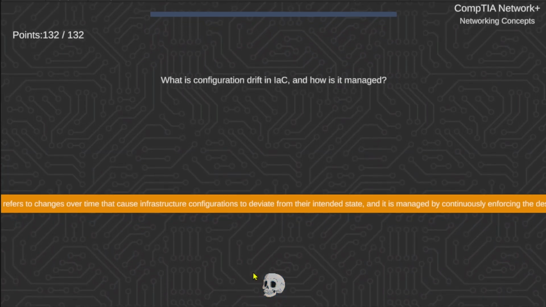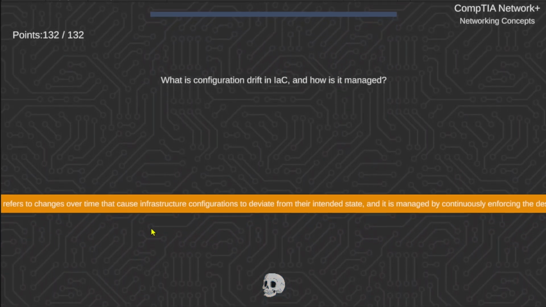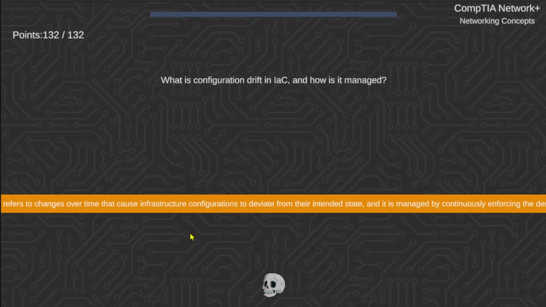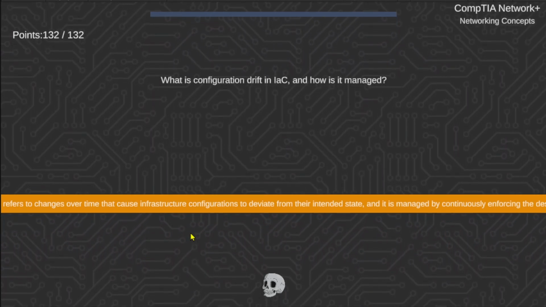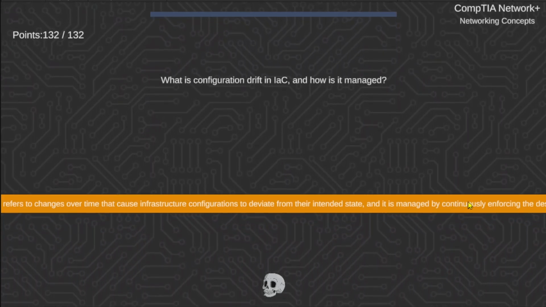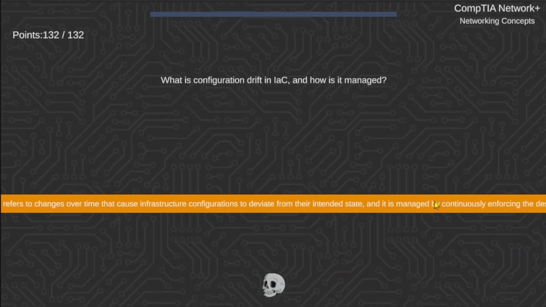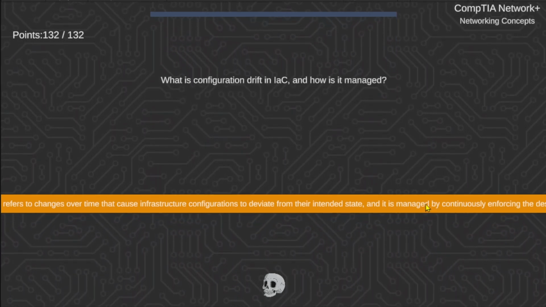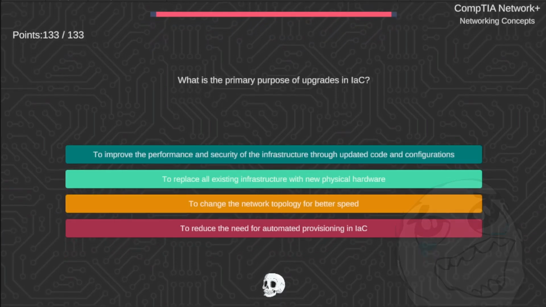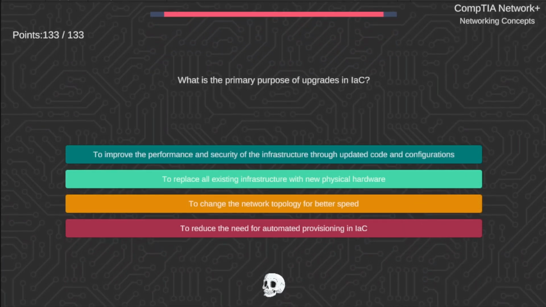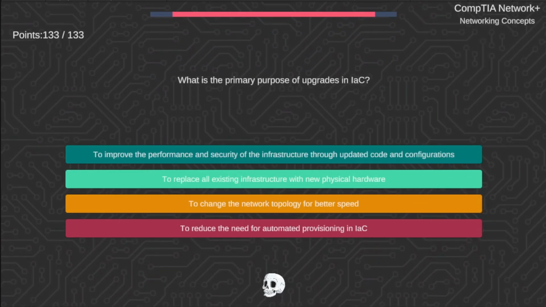Correct answer. It refers to changes over time that cause infrastructure configurations to deviate from their intended state and is managed by continuously enforcing. And again, I assume that this says design, but this is an error on my part, that this is not fully displayed in there, because that should not be happening like that. I apologize. What is the primary purpose of upgrades in IAC?